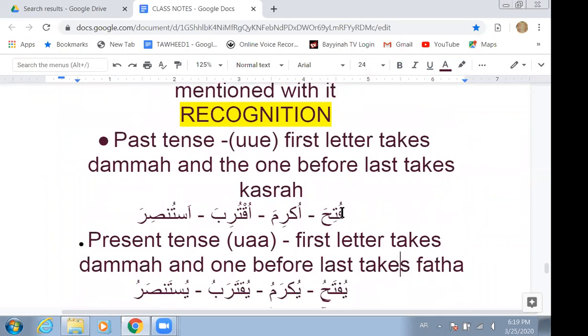Futiha, so fa has taken a dhamma and the second last ta has taken a kasra. Ukrima, the first has taken a dhamma and the second last has taken a kasra. Ukturiba, the first has taken a dhamma and the second last, which is a ra, has taken a kasra. And then Unsira. The first letter has taken a dhamma and the second last has taken a kasra. So this will indicate that this is in the passive form.